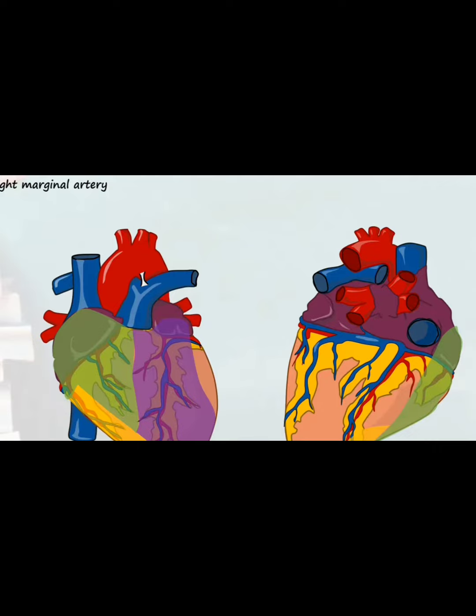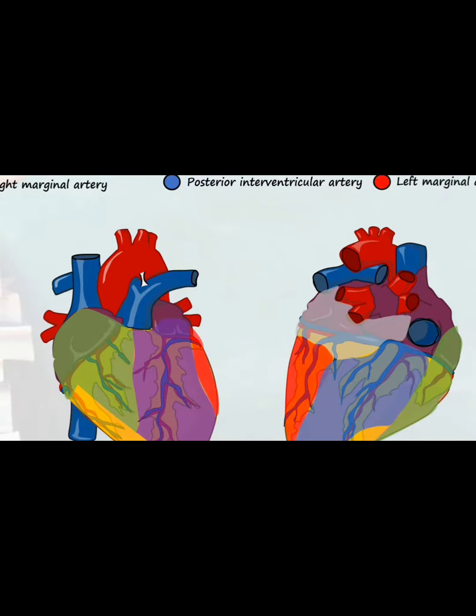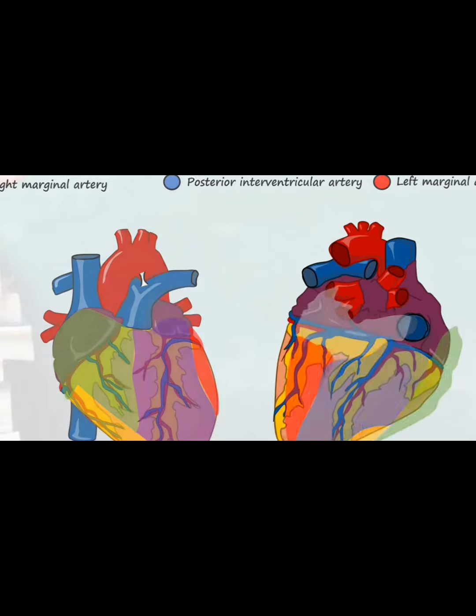And the posterior interventricular artery does the same, but on the diaphragmatic surface. The left circumflex supplies part of the left atrium and ventricle. And finally, the left marginal artery supplies part of the left ventricle. Okay, let's finish by looking at the veins.